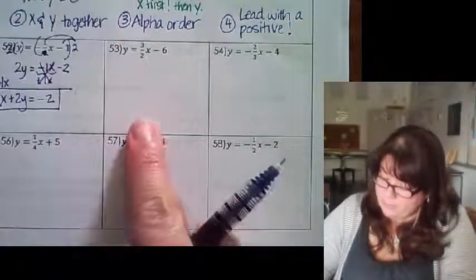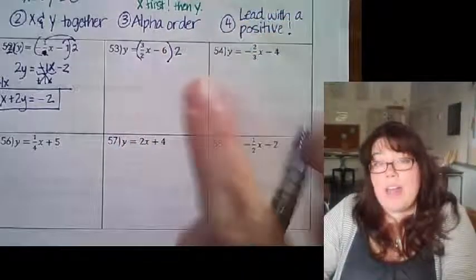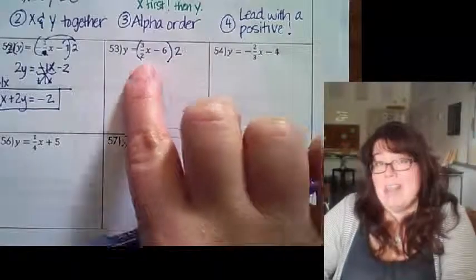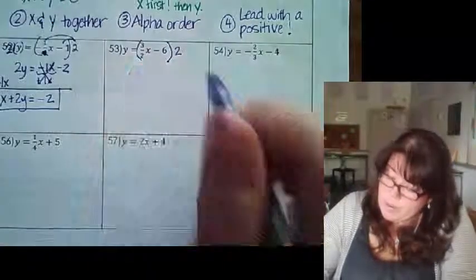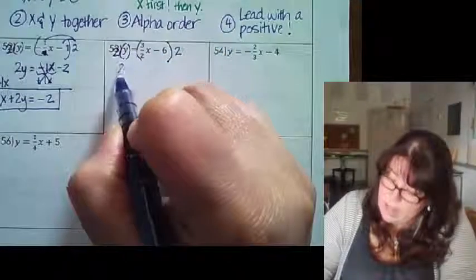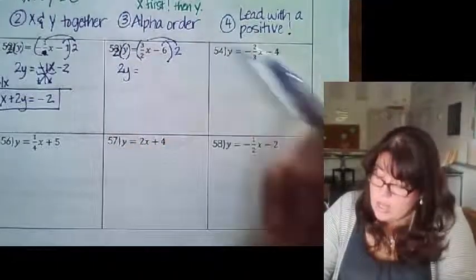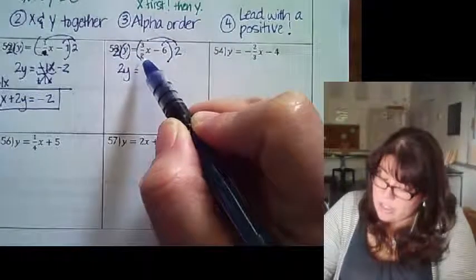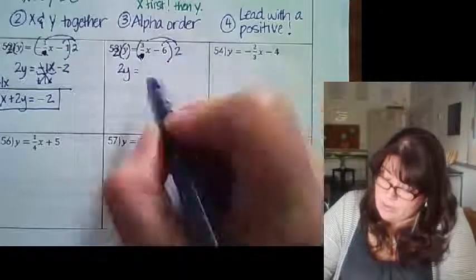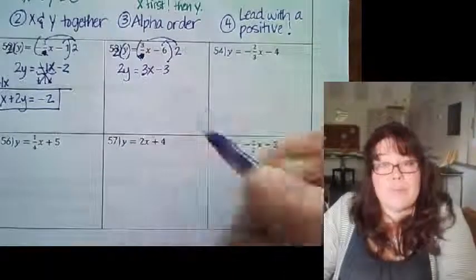Number 53. Get rid of the fraction first. How do we do that? We multiply by the denominator. So if I multiply by 2 on this side, I got to multiply by 2 on this side. It gives me 2y on the left. When I distribute the 2, when I multiply the fraction, it'll get rid of my denominator and leave me with 3x. When I multiply 2 times -6, it'll give me -3.